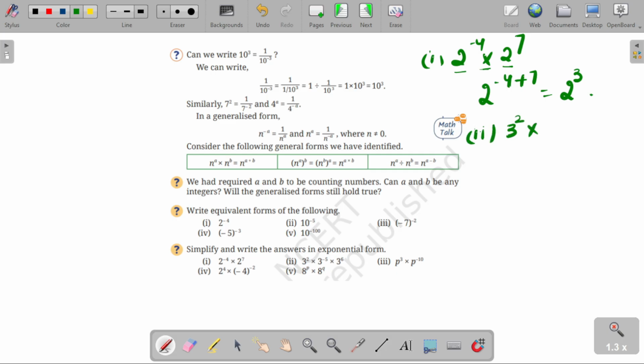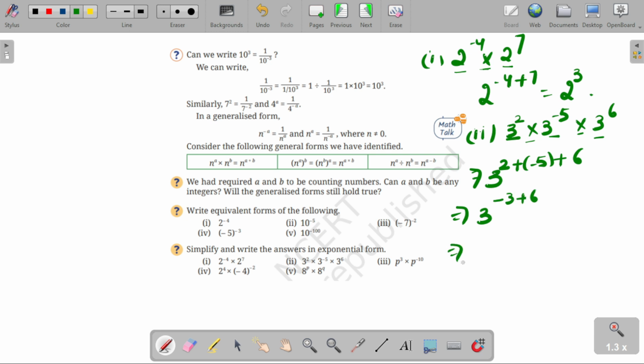Okay, second part, 3 square, 3 raised to minus 5, 3 raised to 6. Now see, base is same, they are in multiply, and we will add the powers. 2 plus minus 5 plus 6, right? So 3 raised to 2 minus 5 leads us to minus 3 plus 6. So it will give us the answer 3 raised to 3. Clear?